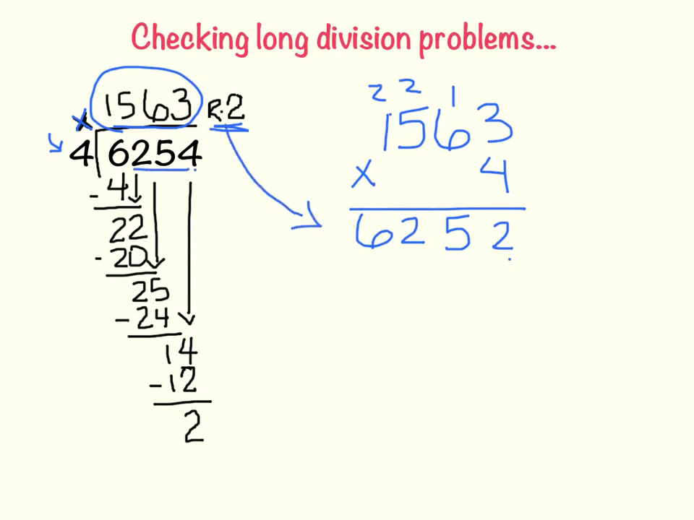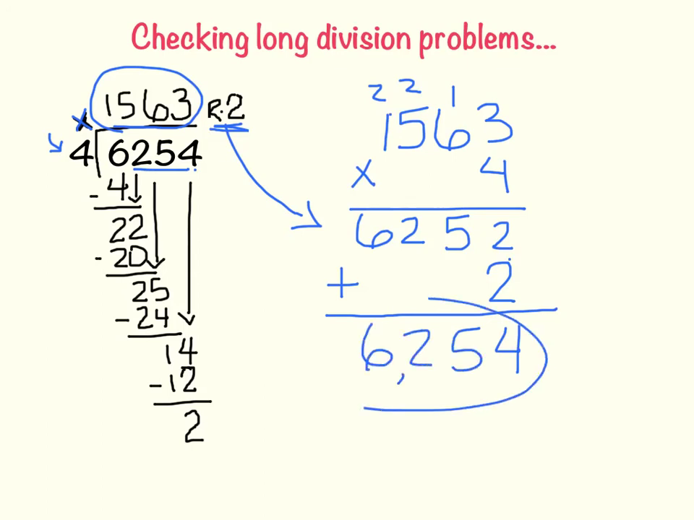Oh, our remainder. So we add 2, because that's a remainder. That's what a remainder is. It's a little bit left over. 2 plus 2 is 4. 5, 2, 6. And there we have it. 6,254. 6,254. Our answer is correct.